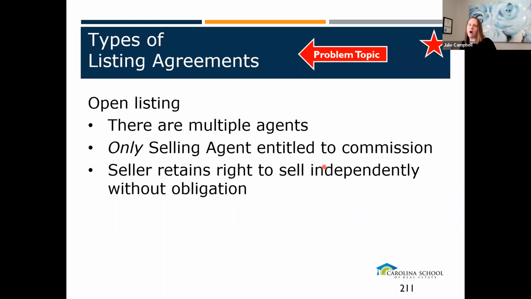But I think these were more common back in the day before the internet, and we couldn't just put it in MLS and feed it out to thousands of websites. We all had to do our own marketing, our own advertising. And I think the internet eliminated most of these open listings.